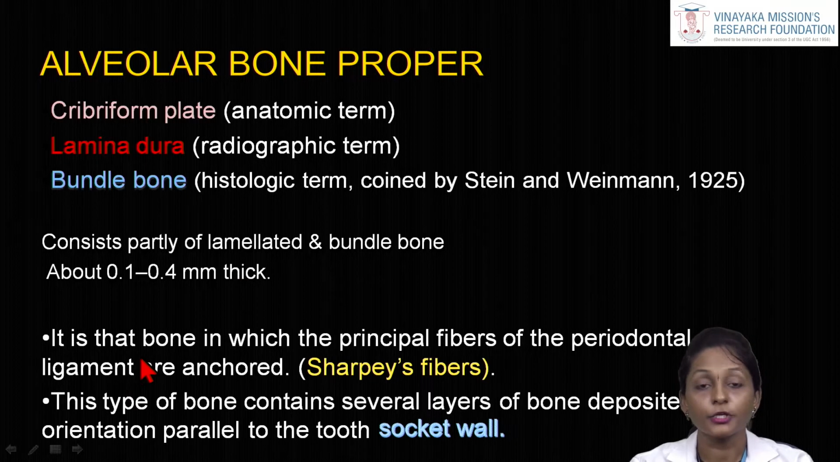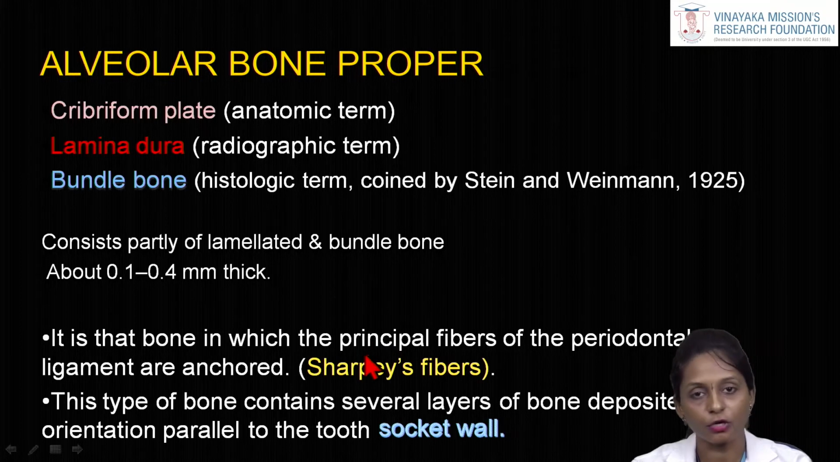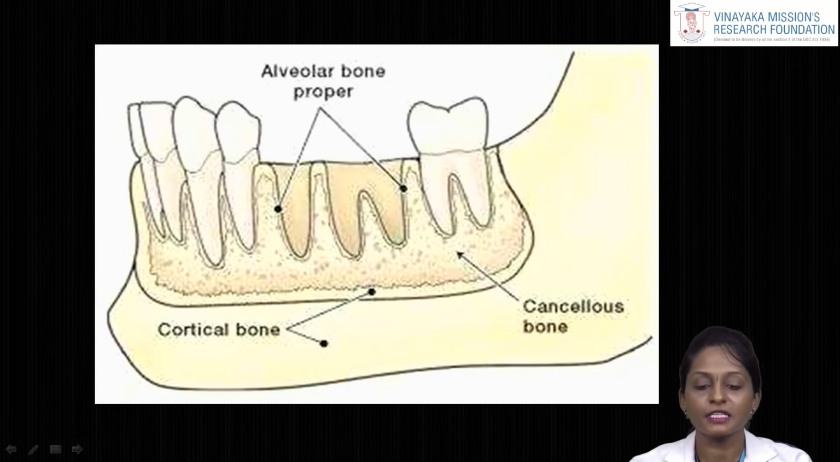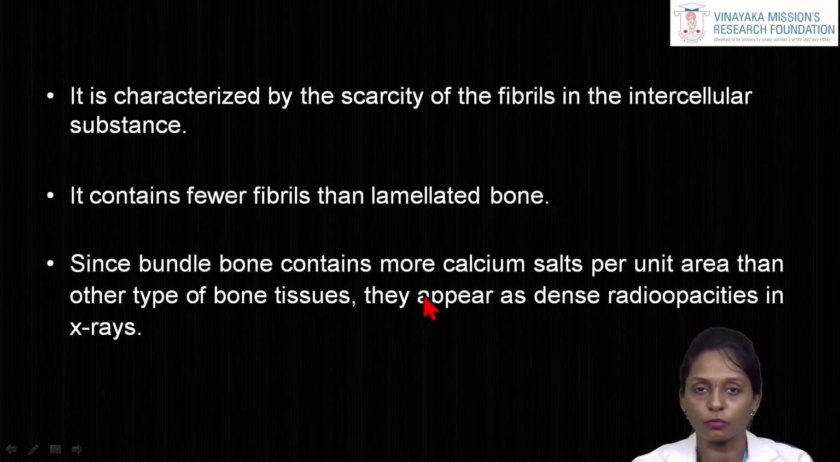Then you need to know about the terminology called Sharpey's fibers. So what are Sharpey's fibers? It is that bone in which the principal fibers of the periodontal ligament get attached or anchored. In this picture you can clearly see the alveolar bone proper which lines the socket wall. This is your alveolar bone proper. It is a thin layer of compact bone, surrounded by your cancellous bone, then the outer thick cortical bone.